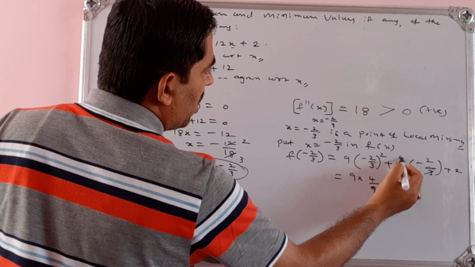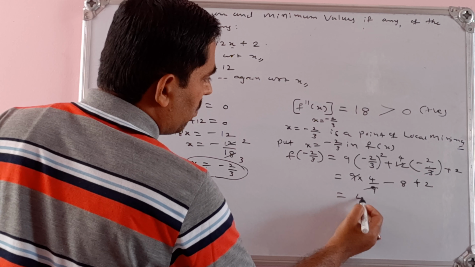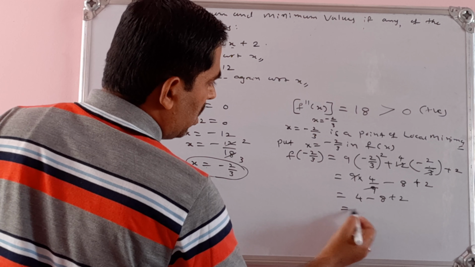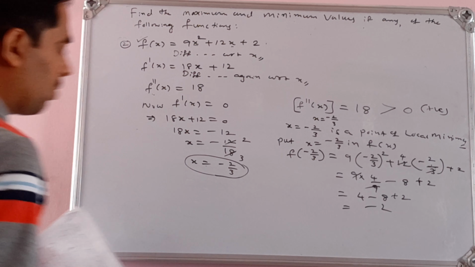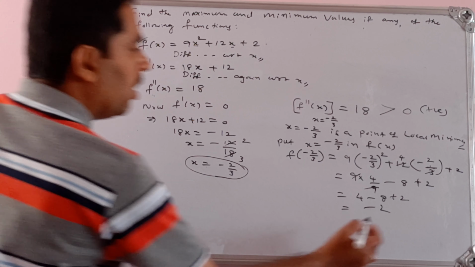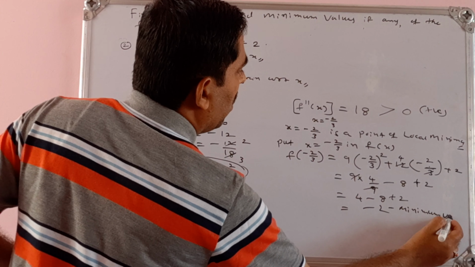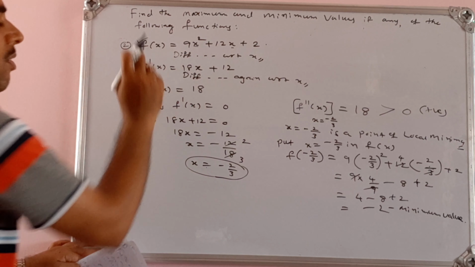Then plus, into minus, minus. You can cancel this, 3 1s are 3, 4s. So 4 2s are 8 plus 2. Then this 9 cancels. 4 minus 8 plus 2. So 6 minus 8, that will be minus 2. So this is the local minimum value of the given function.